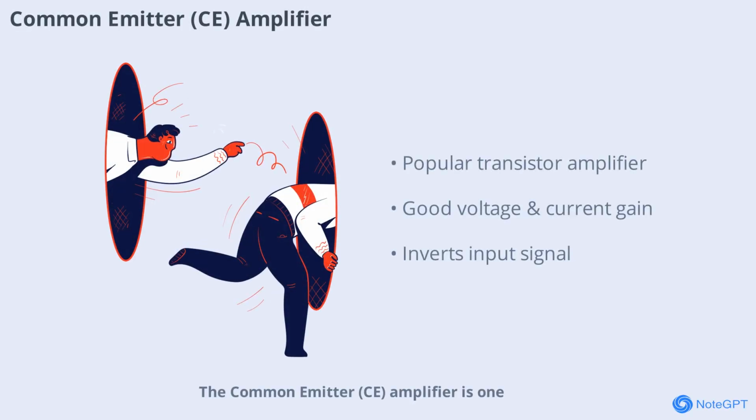The common emitter (CE) amplifier is one of the most widely used transistor amplifier configurations. In this setup, the emitter terminal is common to both the input and output circuits. CE amplifiers provide good voltage and current gain, making them ideal for audio and radio frequency applications.